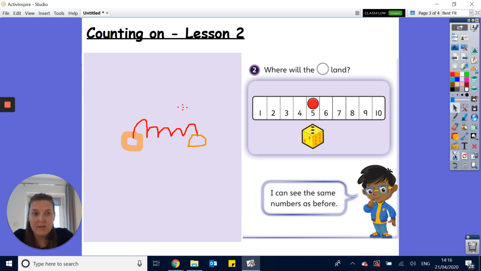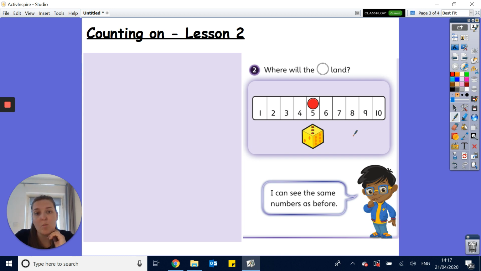Okay, let me just get rid of my markings. Okay, so this one now says, where will the counter land? So the counter is starting on which number? Which number are we starting from? Fantastic, we're starting from the number 5. And what number has been rolled on the dice? Have a go at counting again. Let me put my dots on. 1, 2, 3. So we've started with the number 5. We're on the number 5, and we now need to count on 3 more jumps.